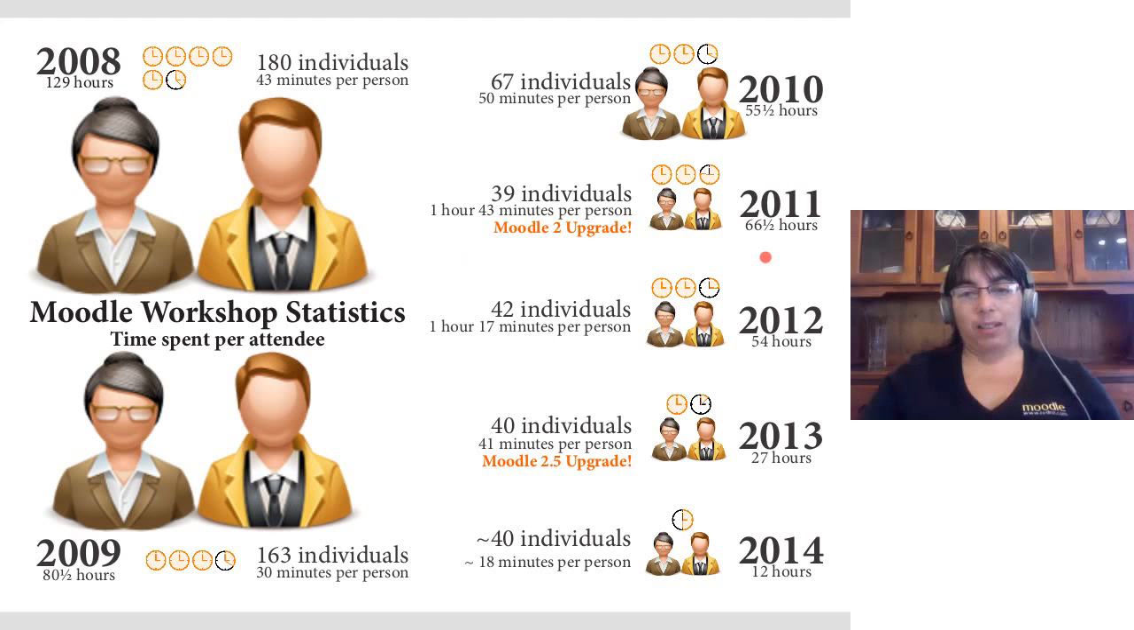But in 2011, I was up to spending nearly an hour and 3/4 with each person, working out how many hours on the workshop and how many people were turning up. Now, this is the year that we had our Moodle 2 upgrade. So I spent more time in sessions because I was scheduling more to make sure people were upskilled and capable, but I still only had 39 people in all of the sessions. So an hour and 3/4 per person just wasn't a good use of my time.